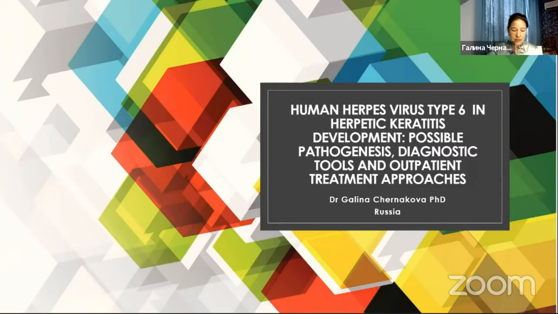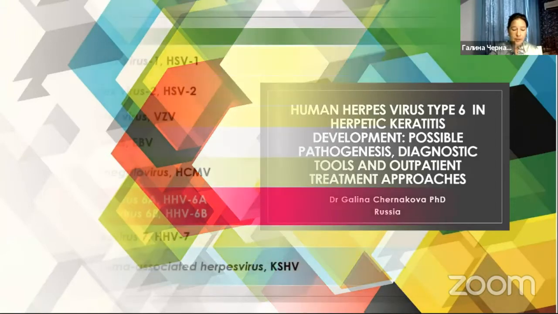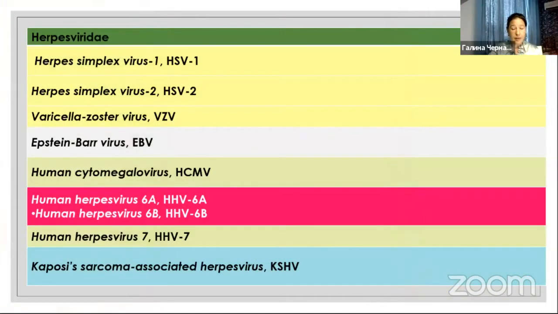I am going to discuss today some aspects concerning human herpes virus type 6 and its critical role in ordinary keratitis development. So why do we speak today about this virus? It may play some special role in keratitis development, despite the well-known fact that herpes simplex virus type 1 is considered to be the most frequent etiologic agent for herpetic keratitis.